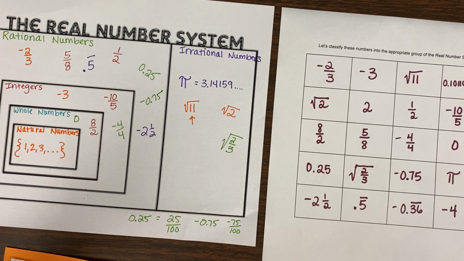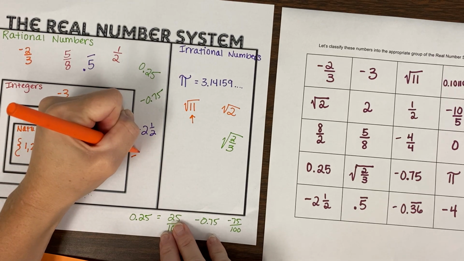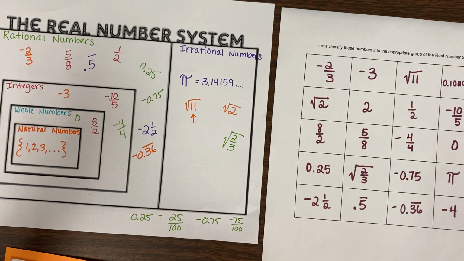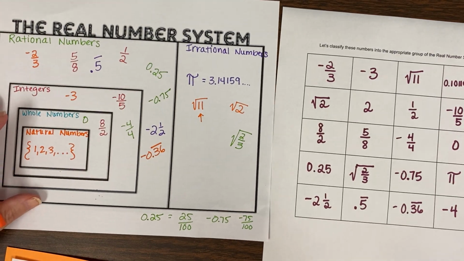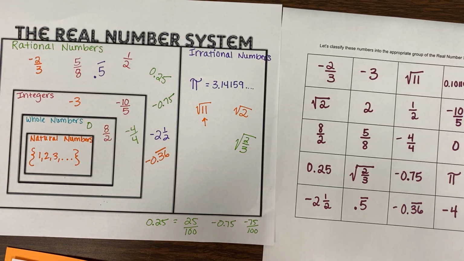Similarly, -0.36 with both the 3 and 6 repeating, so this would be here in the rational. So that would be -0.36363636, negative, of course. And the last one I'm going to put on the graphic organizer is -4.